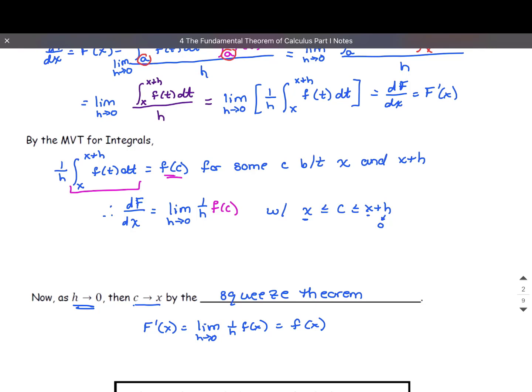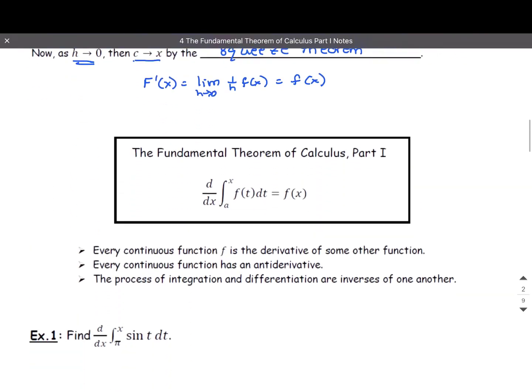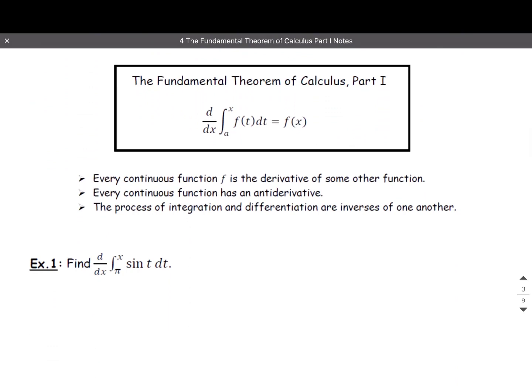Yay! Now you've done the proof. Okay? The proof is harder than the theorem and harder than actually using it. Using it is not so bad.